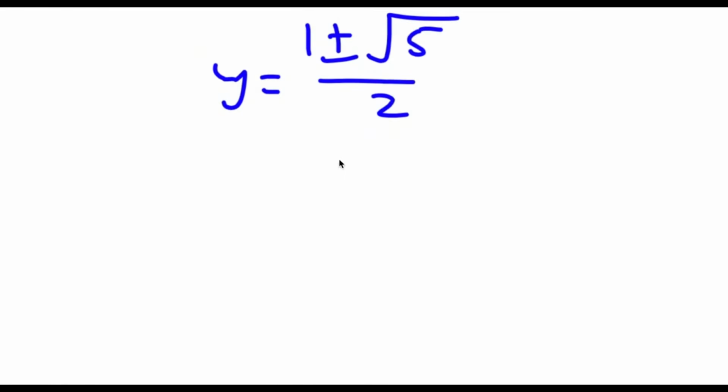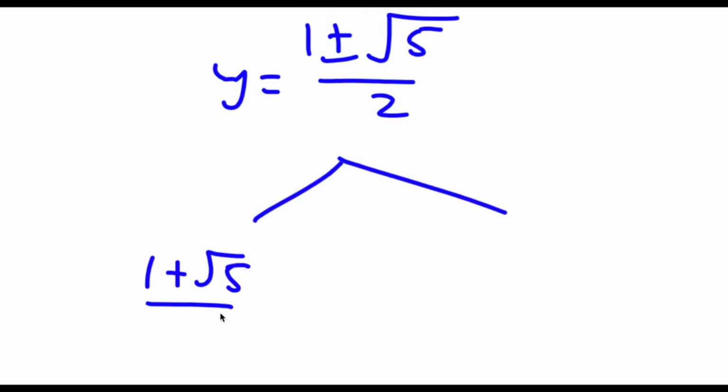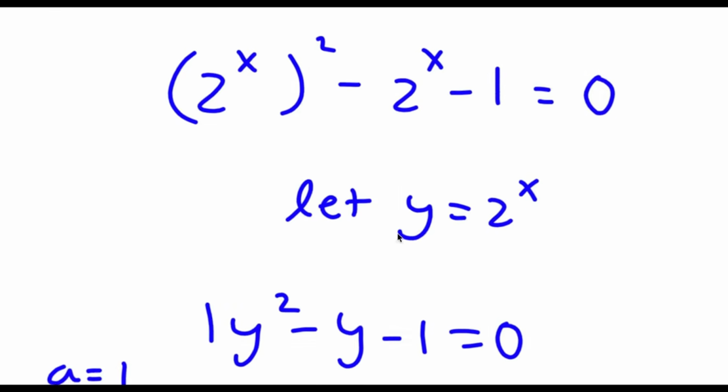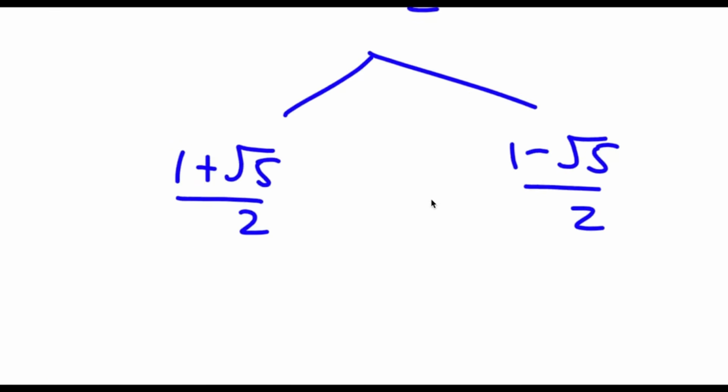So now this gives me two solutions. I have 1 plus the square root of 5 over 2, and I have 1 minus the square root of 5 over 2. However, this is the value of y. Remember that we set y equal to 2 to the power of x.